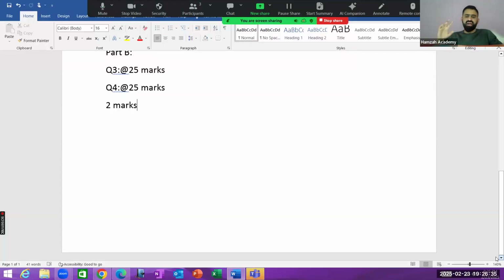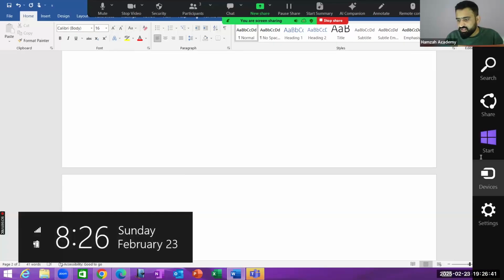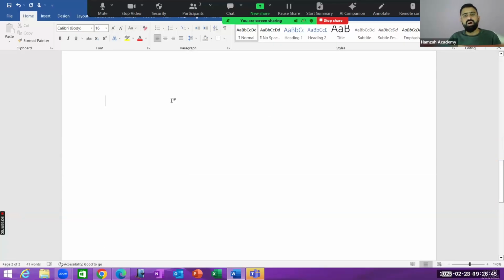Okay. Now, what things we need to do to pass this SBR exam? I have categorized the factors or the things which we need to do, being a student, to pass this exam.